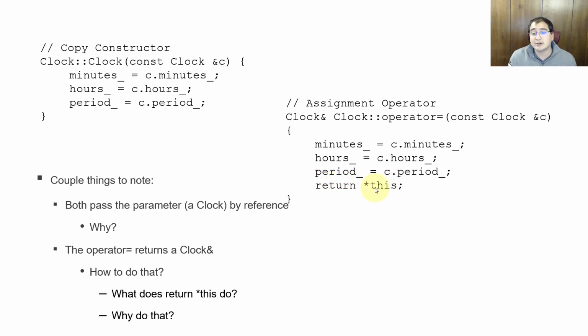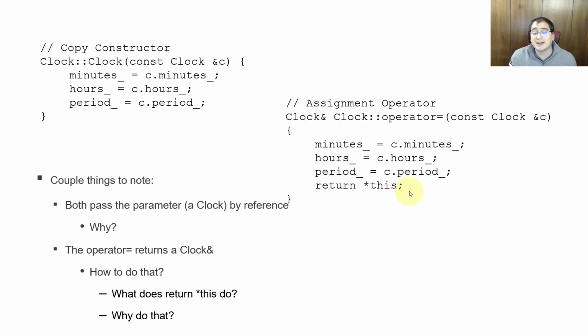Now, you can't just say return this because this is a pointer, and we're not returning a pointer to a clock. We're returning a reference to a clock, so we need to dereference the pointer so that we get at the actual object, and we're returning the actual object. So we're returning the dereferenced this, and we're returning a reference to that.